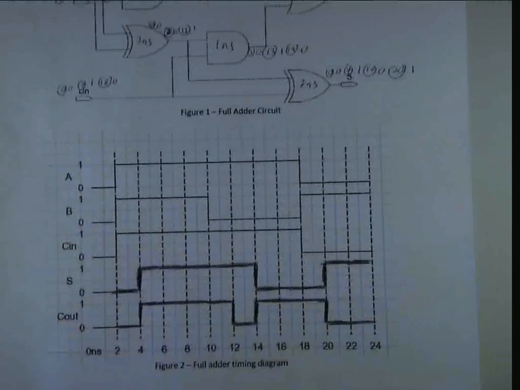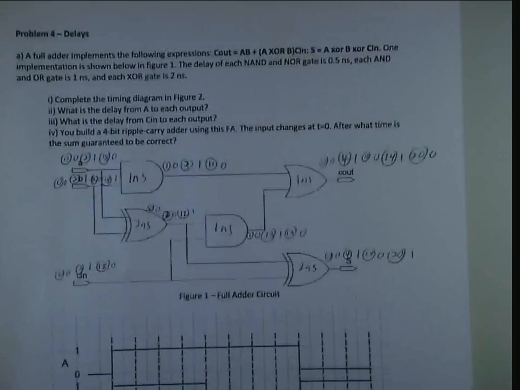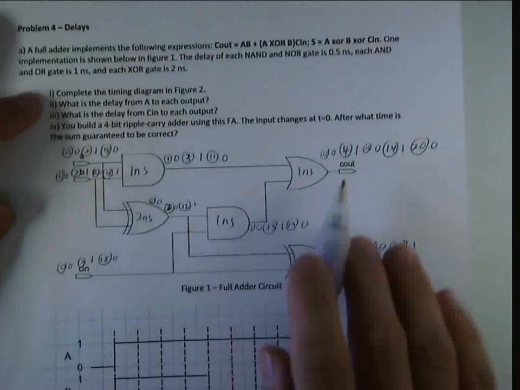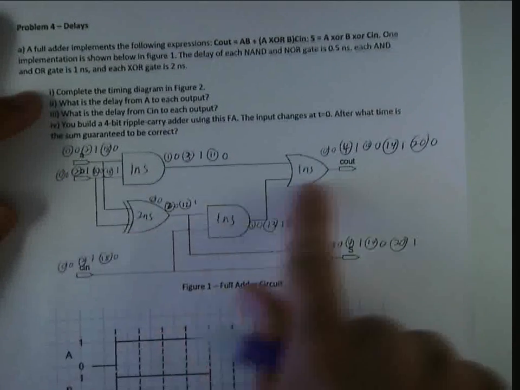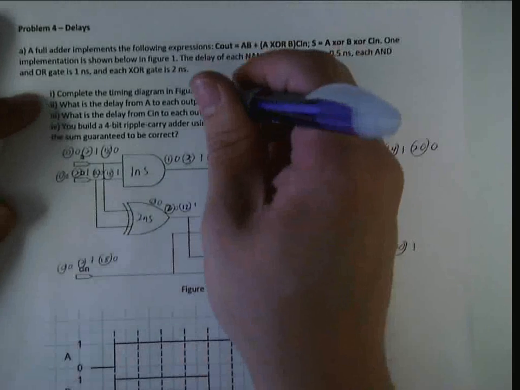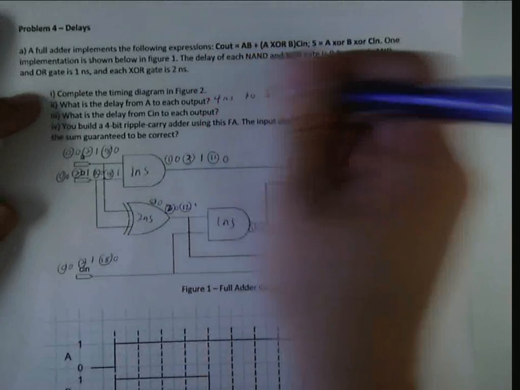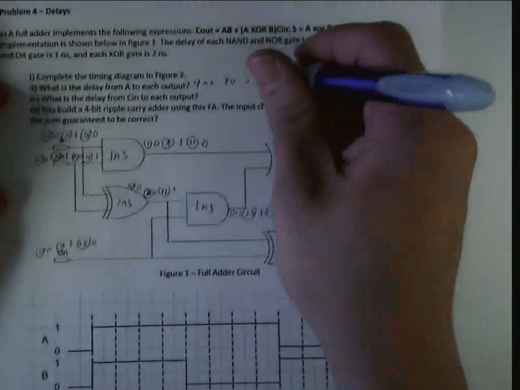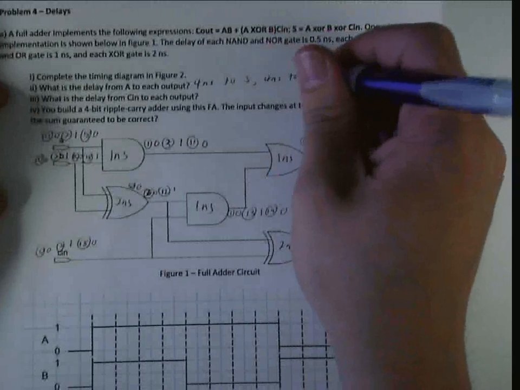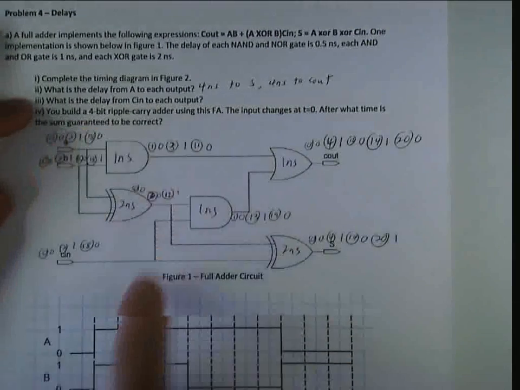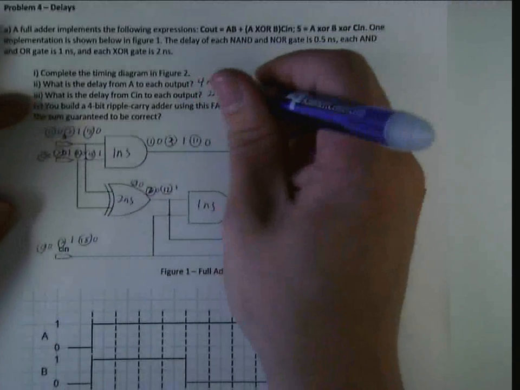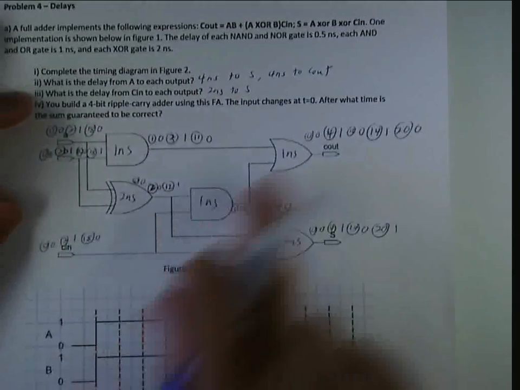And so now for part 2, we'll write that here. So what is the delay from A to each output? So that's going to take 2 plus 1 plus 1, so that's 4. That's to S. And 2 plus 2 is 4, so 4 nanoseconds to C out. What is the delay from C in to each output? So it's 2 to S and 1, 2 to C out.